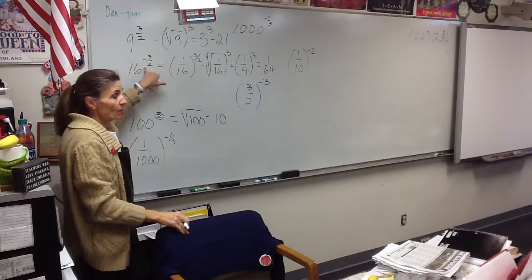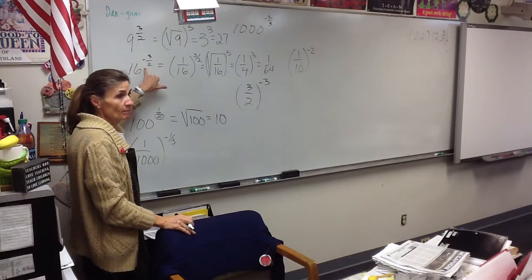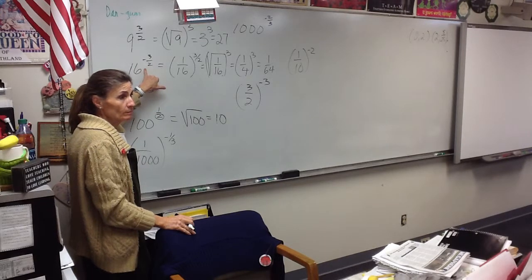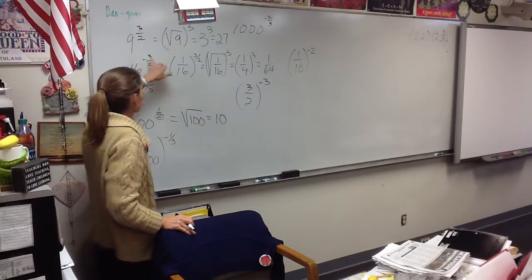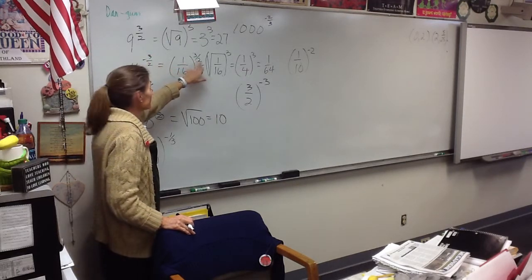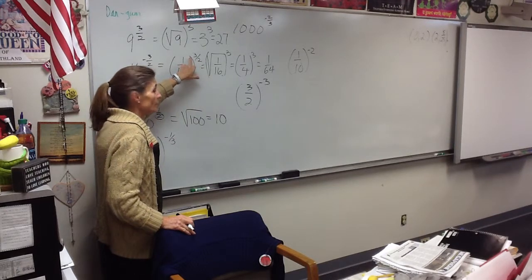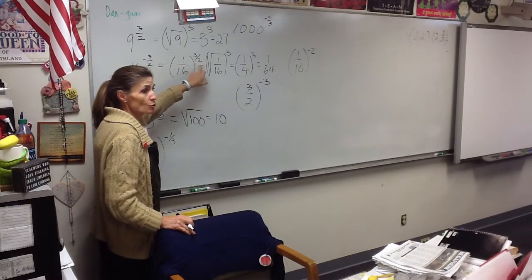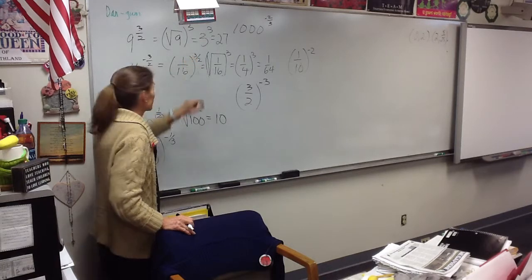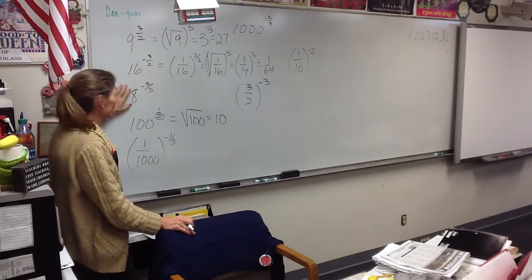So how do we handle negative exponents? Put it under the 1. Makes it 1 over. And then you have a positive 3/2. That means the square root cubed. This exponent means the square root cubed. Okay, so what's going on here? Same thing.